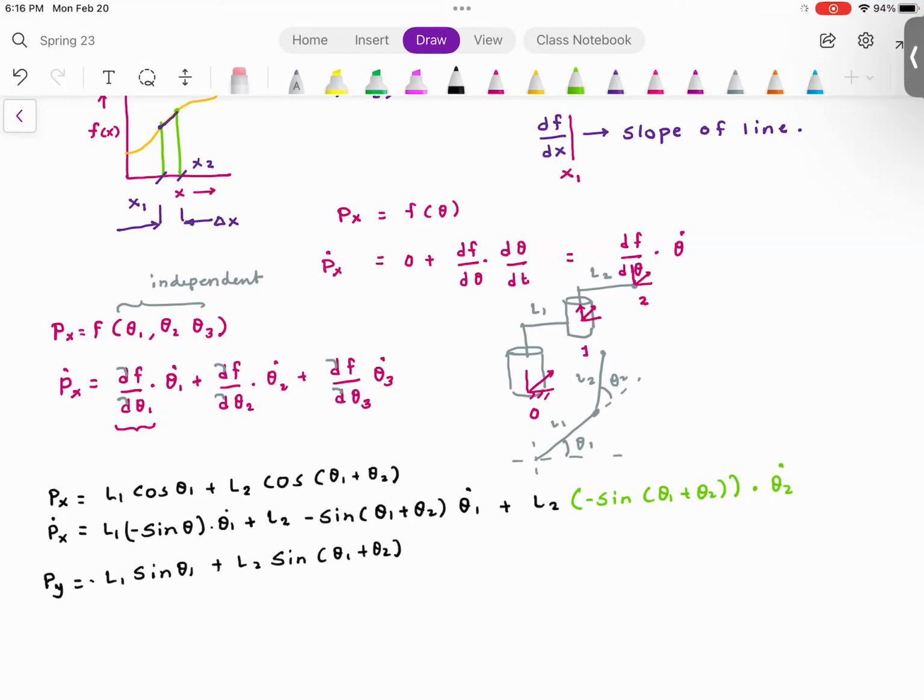Same thing here. Derivative of the first one, L1 cosine theta 1 theta 1 dot, plus L2 cosine of theta 1 plus theta 2 theta 1 dot, plus L2 cosine of theta 1 plus theta 2 theta 2 dot.